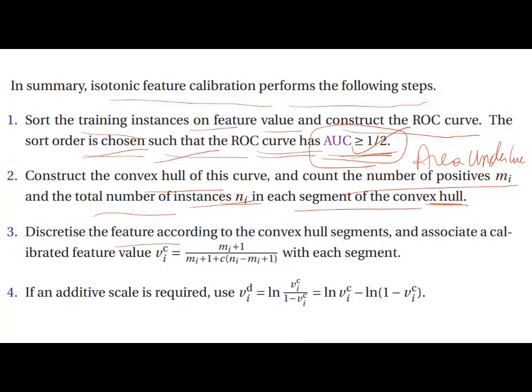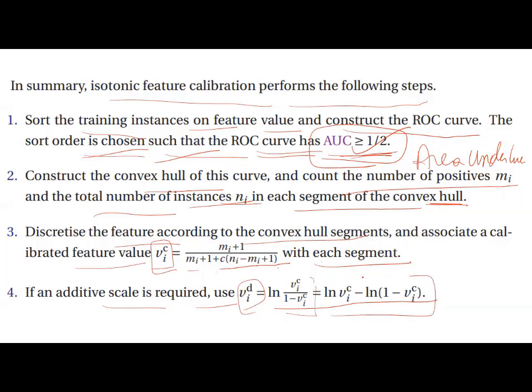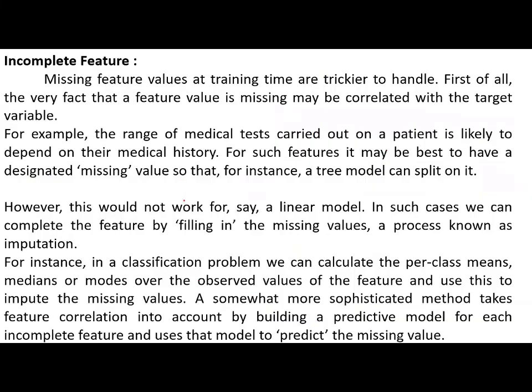Discretize the features to the convex hull segments. Associate a calibrated feature value VCi with each segment: VCi is equal to (Mi plus 1) by (Mi plus 1 plus c times (Ni minus Mi plus 1)). If an additive scale is required, use VDi equal to log of VCi by (1 minus VCi). This can be written as log of VCi minus log of (1 minus VCi). So this is the end of that. What is the last one? Incomplete features.